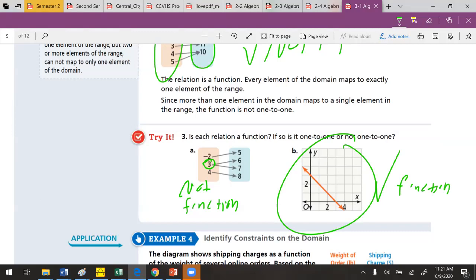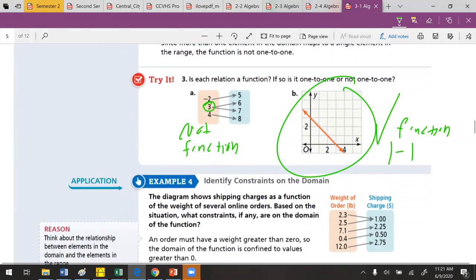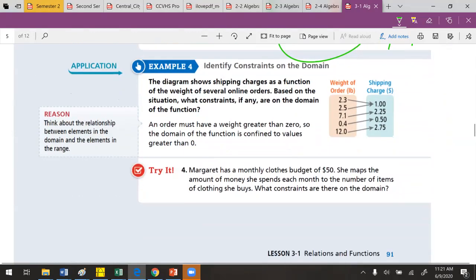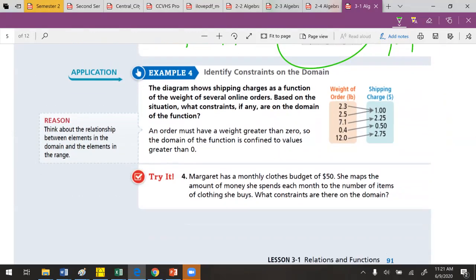This is a function, okay? And notice how it's a linear function. That means only 1 x gives you 1 y. That means it's also one-to-one. Okay, here we go. We have, I think, a few more examples. The diagram shows shipping charges as a function of the weight of several online orders. Based on the situation, what constraints, if any, are on the domain of the function, okay?